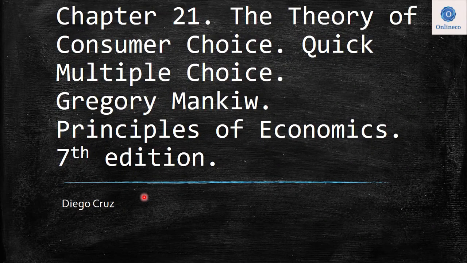We're going to discuss today the quick multiple choice questions regarding chapter 21, the theory of consumer choice. Remember, this is the book of Gregory Mankiw, Principles of Economics.